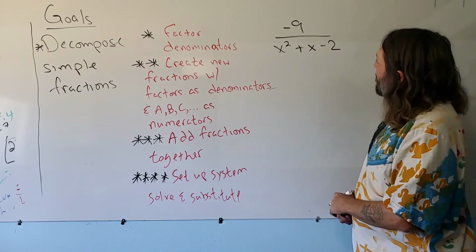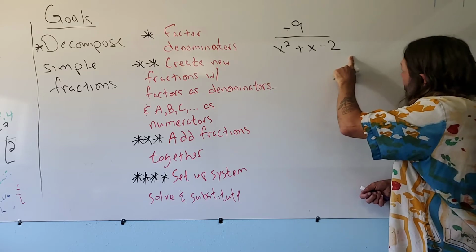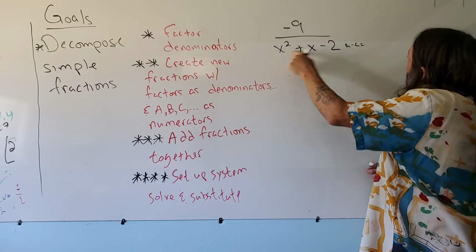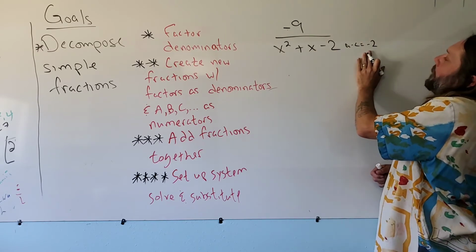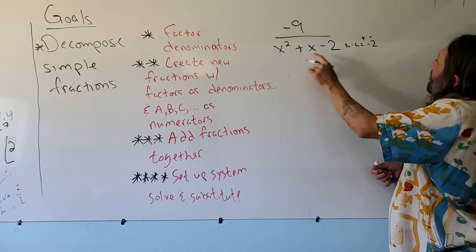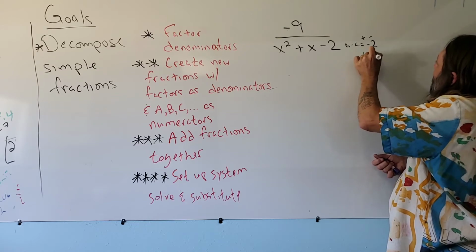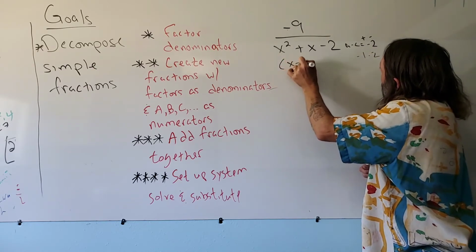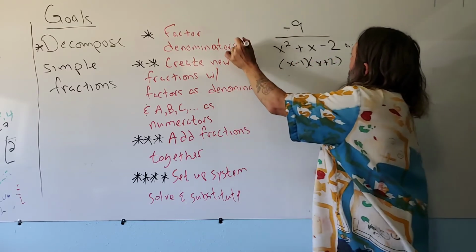So the very first thing is I'm going to factor the denominator. I can't factor out a number. I can't factor out a variable, but I can do a times c. So 1 times negative 2 is negative 2. So I know that I have a positive and I have a negative. My larger number is positive. So I know that I have negative 1 times 2. So this very quickly factors to x minus 1, x plus 2. So I factored the denominator.